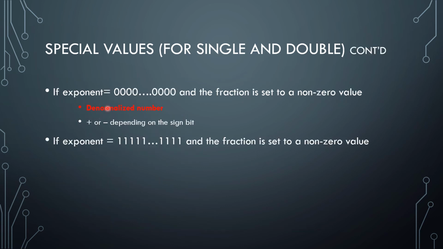The third special value is the denormalized number. This is obtained by setting all exponent bits to 0, and the fraction is set to a non-zero value. The sign bit also plays a role to determine whether it's positive or negative.